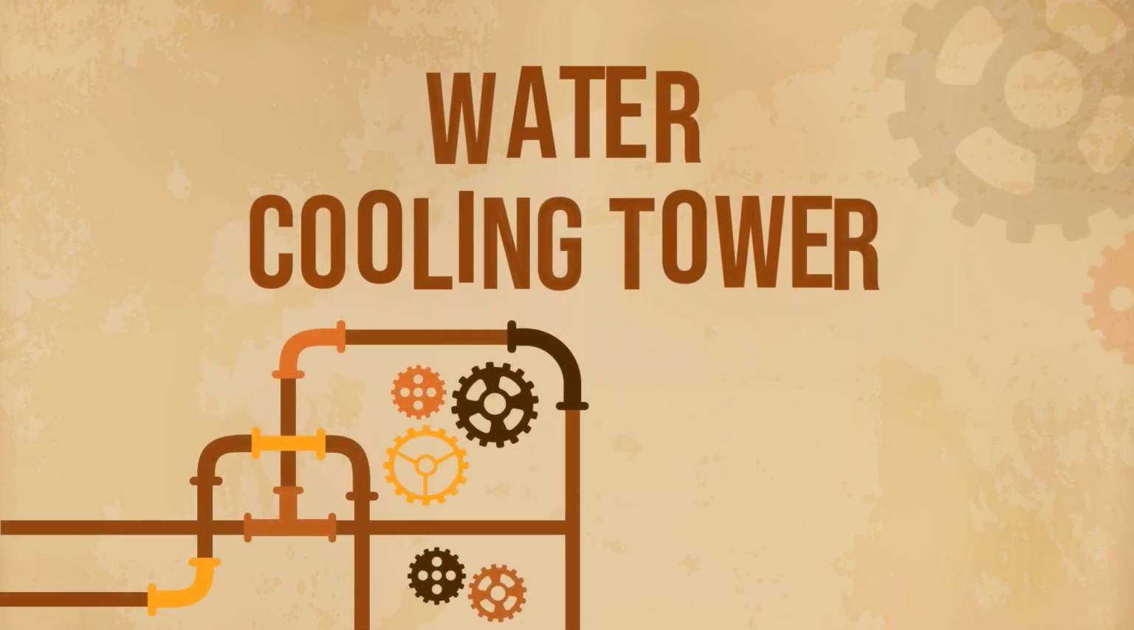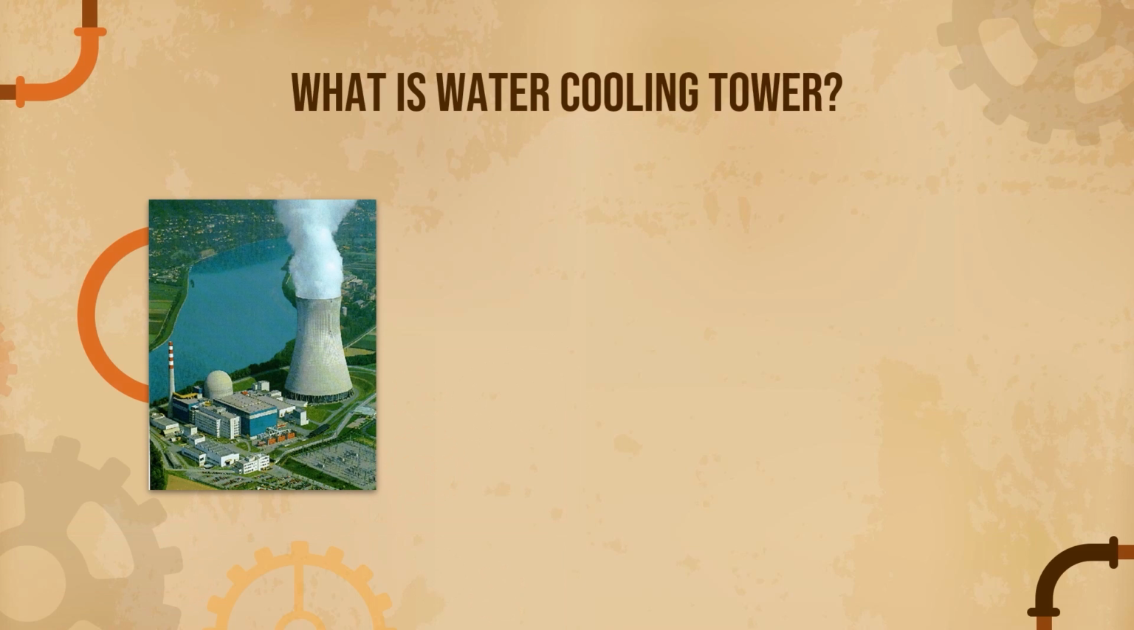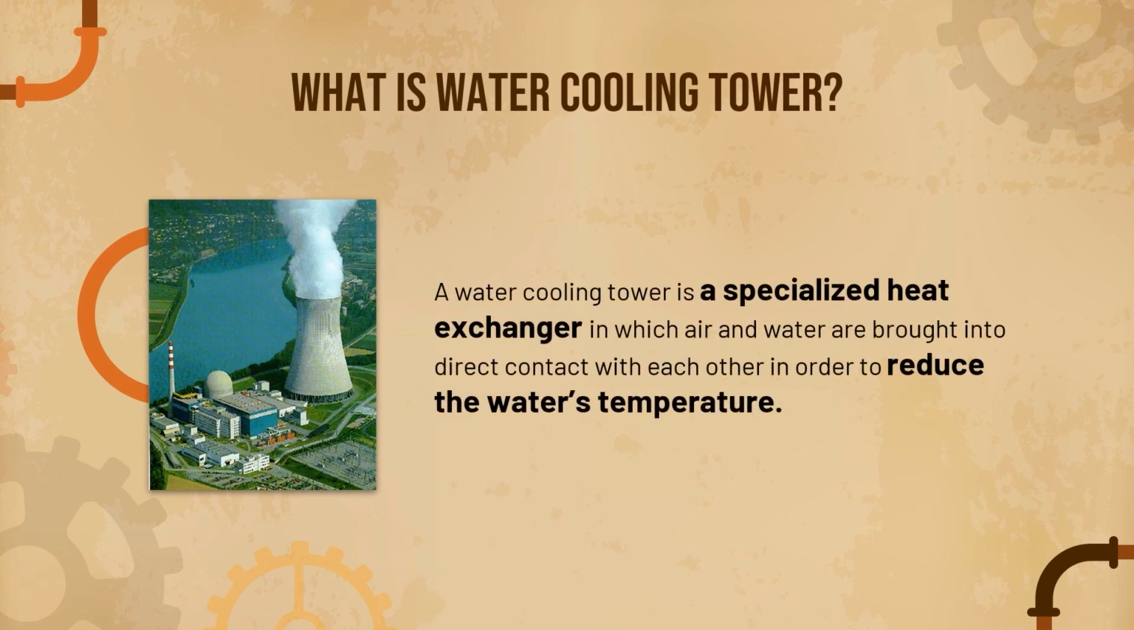Next, we will focus on a water cooling tower. So, what is a water cooling tower? A water cooling tower is a specialized heat exchanger in which air and water are brought into direct contact with each other in order to reduce the water temperature. In industry, it is important to cool down the water that gets heated up by the industrial equipment.